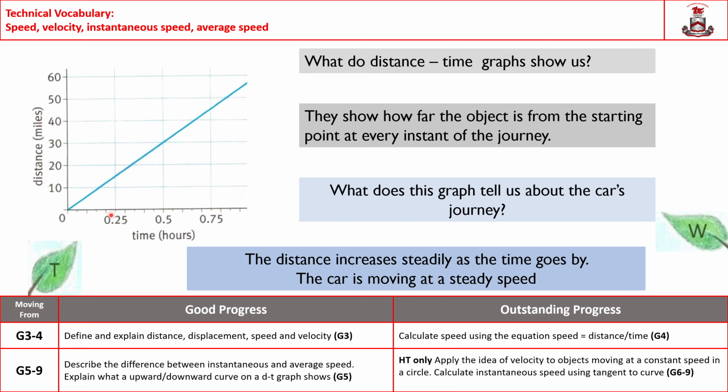If you look, let's go to a quarter of an hour. They move about 15 meters away. Let's go to half an hour. They've moved 30 meters from the start. Let's go 3/4 of an hour. They've moved 45 meters. So every quarter of an hour they move 15 meters away. So you can see the distance increases steadily as time goes by. So if every quarter of an hour this person moves 15 meters, they will have a steady speed.